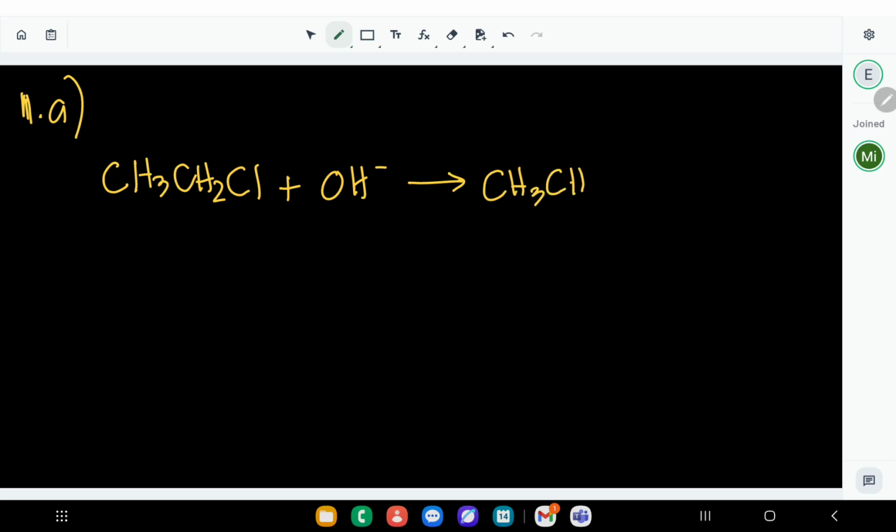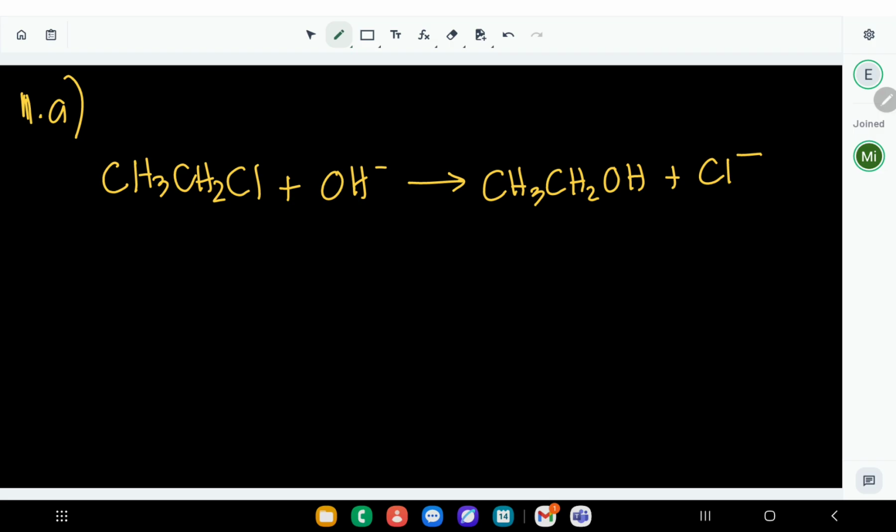What is chloroethane? Chloroethane, 2 carbons. So that is CH3CH2Cl, right? And then potassium hydroxide, so we have KOH, hydroxide. Then this would produce alcohol, CH3CH2OH, and then chloride.